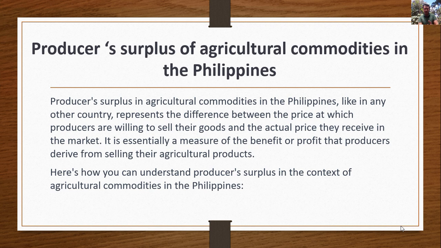So, producer surplus in agricultural commodities in the Philippines, like in any other country, represents the difference between the price at which producers are willing to sell their goods and the actual price they receive in the market. It is essential, class, that it is a measure of the benefit or profit that producers derive from selling their agricultural products. So the following, class, are how you can understand producer surplus in the context of agricultural commodities in the Philippines.